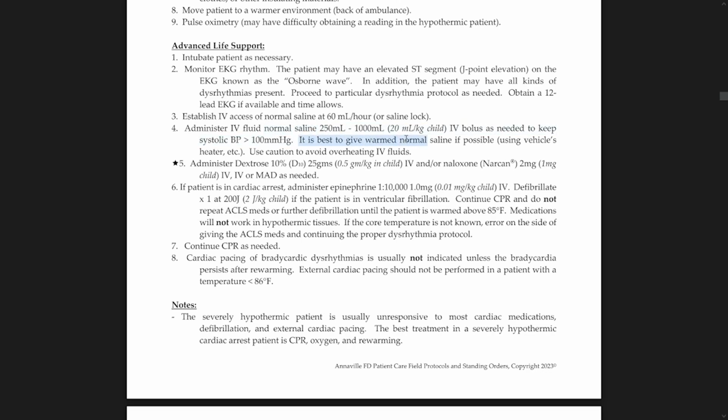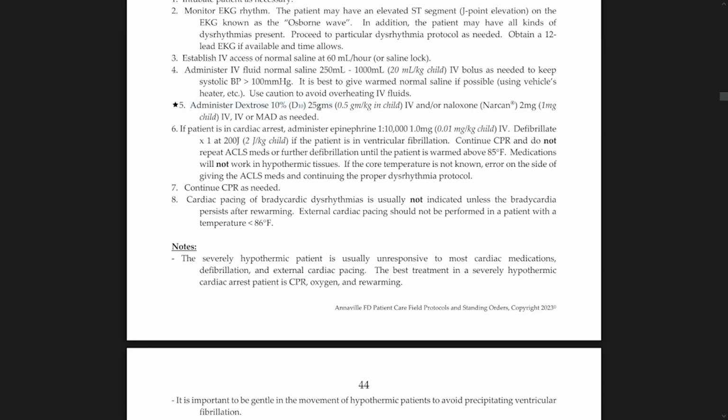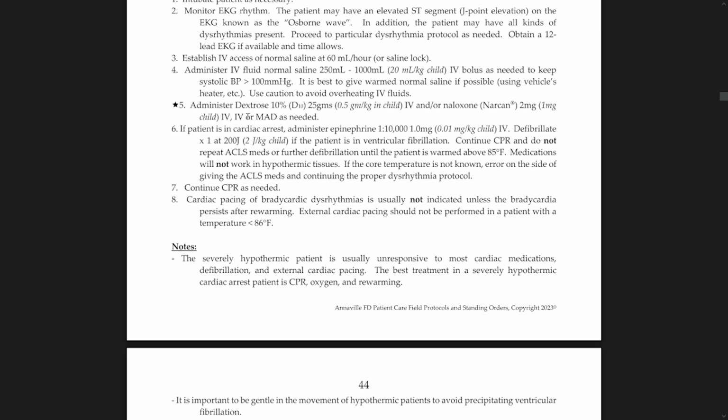It's best to give them warm normal saline if possible, using a vehicle's heater, and use caution to avoid overheating the IV fluids. You can administer D10, 25 grams of it, or 0.5 grams per kilogram in a child IV, or Narcan or naloxone, either 2 milligrams or 1 milligram for a child IV, IM, or mucosal atomizer device as needed. If the patient is in cardiac arrest, administer 1 to 10,000, 1 milligram or 0.01 milligram per kilogram IV.